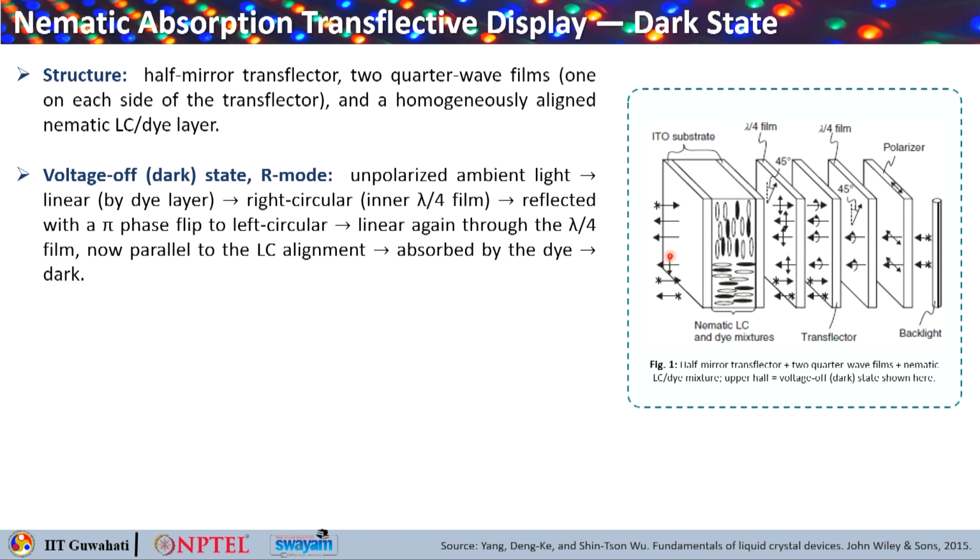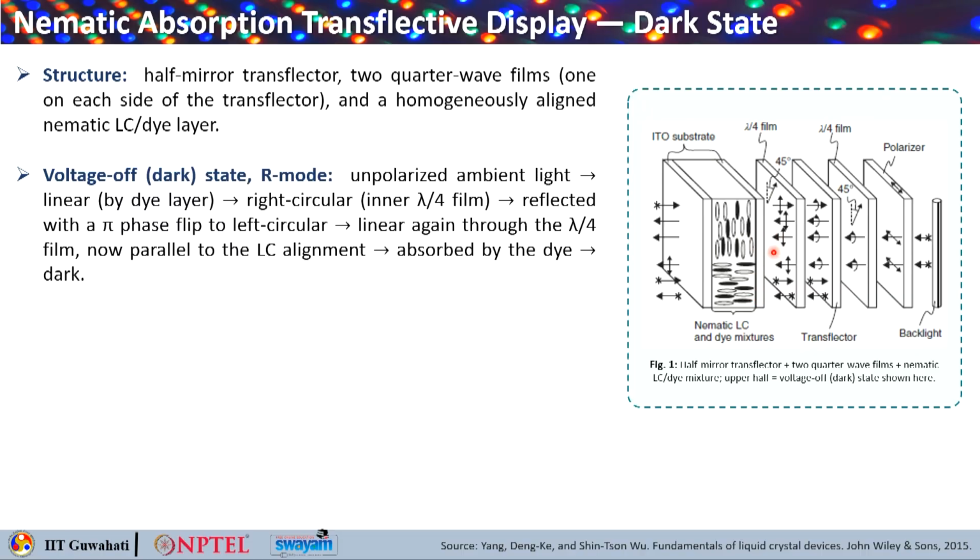It basically passes through the homogeneously aligned nematic liquid crystal and dye layer. Because the dye molecules are aligned along the rubbing direction, they linearly polarize the light via directional absorption, because the light polarized along the dye's long axis will get absorbed and the orthogonal direction will get passed through. So you are basically getting a particular preferred polarization, a linear polarization.